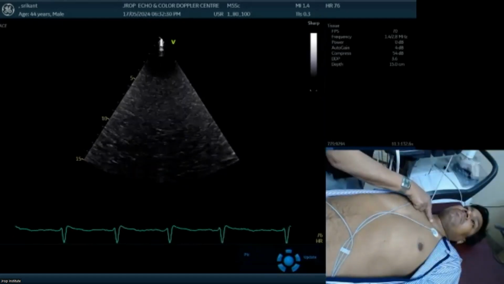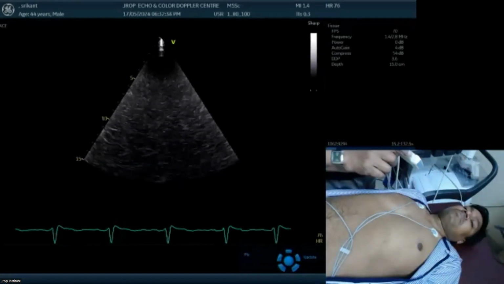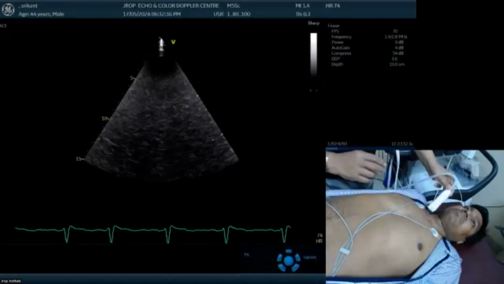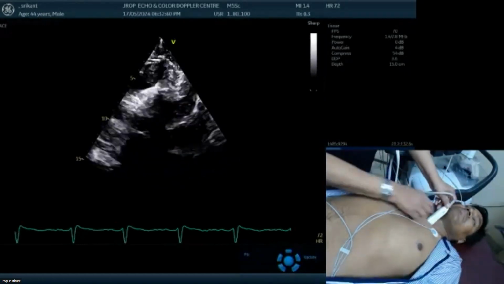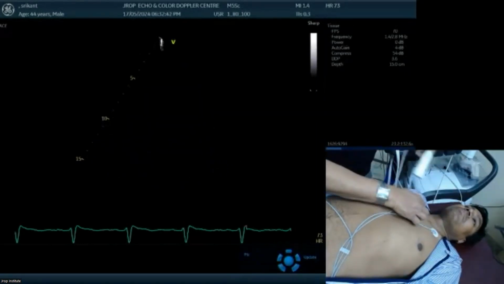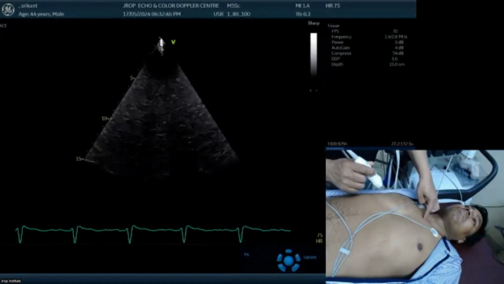Here is the suprasternal window. This is a probe which has got an index marker. I am keeping it right in the suprasternal window with the index marker at 1 o'clock position. And now the aorta will go like this, turns around and then goes posteriorly.